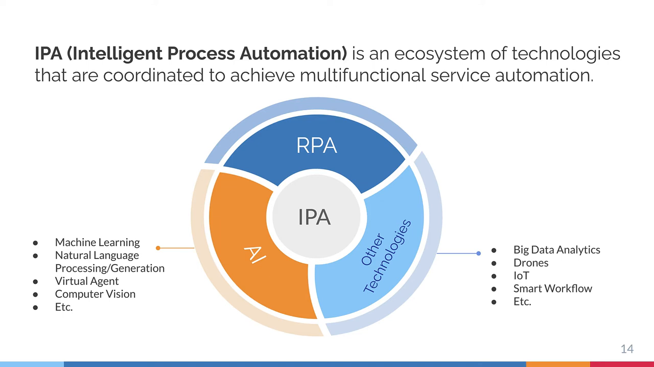Here, I want to extend the discussion about RPA plus AI. One name people give to this combination is Intelligent Process Automation, or IPA. Some people also call it hyper-automation, but the idea is that RPA combined with AI or other technologies will be an ecosystem of technologies that are coordinated to achieve multifunctional service automation.